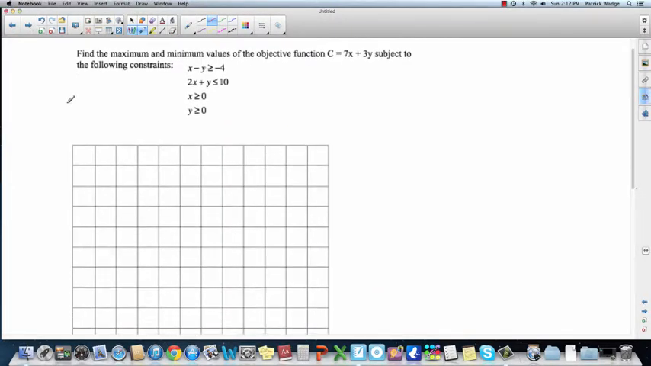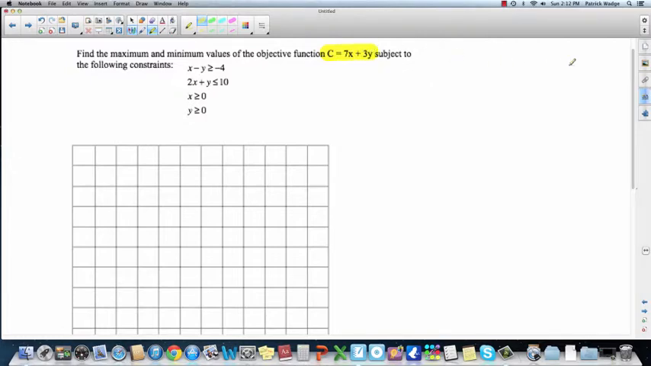Now, next class, just to see where we're headed here, we're going to do exactly the same thing, but they're all going to be word problems, and you've got to figure out the objective function, and you've got to figure out the constraints. I'm sure you're all going to look forward to that. You love those word problems. But today, to ease you into it a little bit, they just give you the objective function. So the objective function in this case is C equals 7x plus 3y.